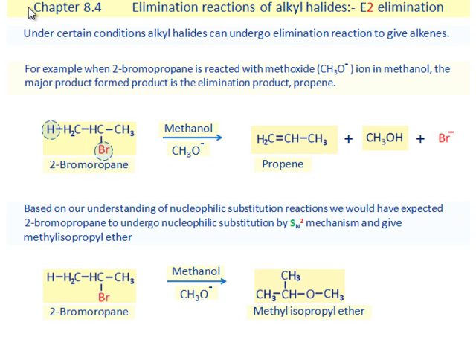Elimination reactions of alkyl halides. E2 elimination. Under certain conditions, alkyl halides can undergo elimination reaction to give alkenes. For example, when 2-bromopropane is reacted with methoxide ion in methanol, the major product formed is the product of elimination, propene.